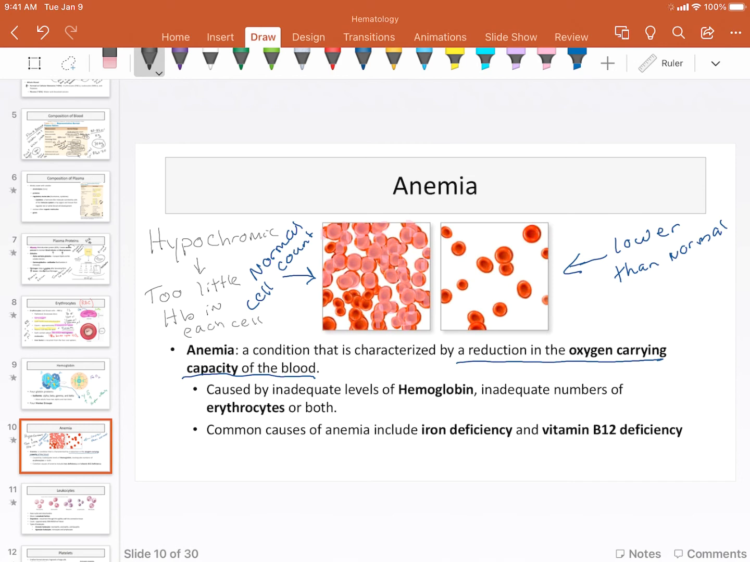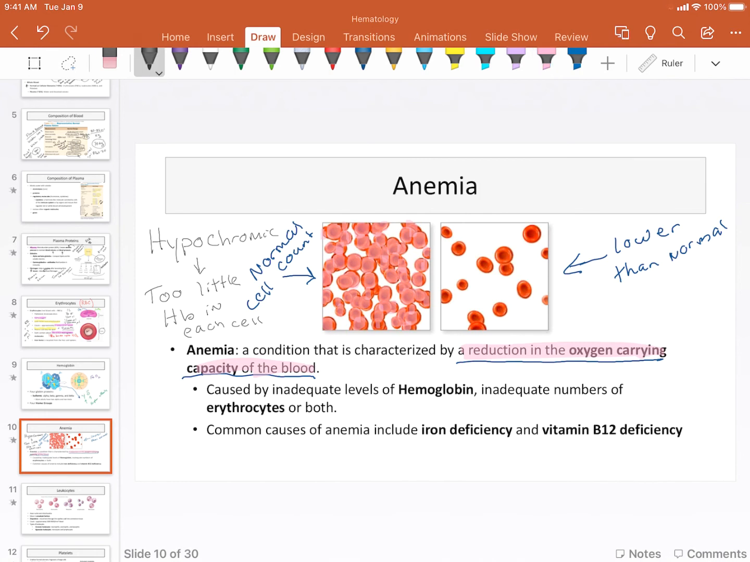And without that hemoglobin molecule, they still have a reduced oxygen carrying capacity of blood. Maybe we have plenty of cells, but they don't have enough hemoglobin. You're still going to be anemic. Okay, and that happens. There's a number of different types of anemia, and I can get into some of them. I talk a little bit about them.